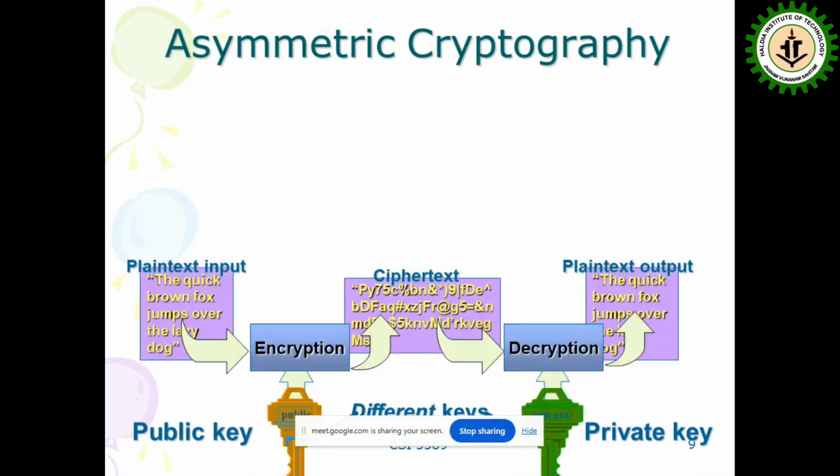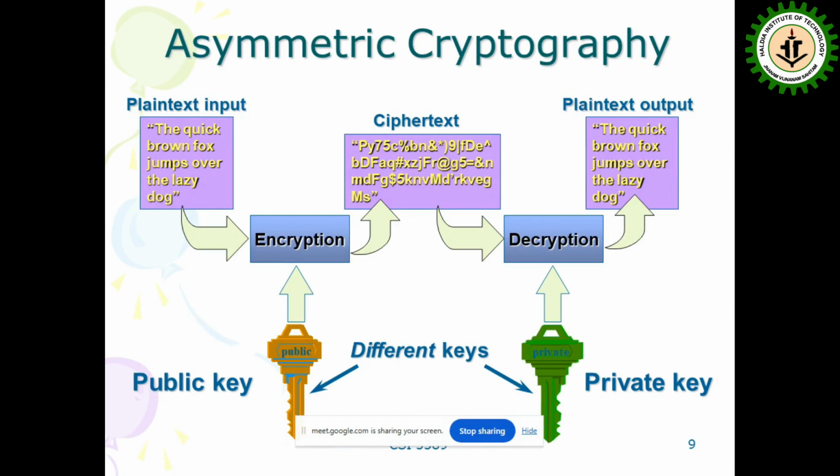Asymmetric cryptography. As the figure depicts, asymmetric cryptography uses a public and private key pair. The public key encrypts the data and the private key decrypts it. This method ensures that only the intended recipient can access the original message.